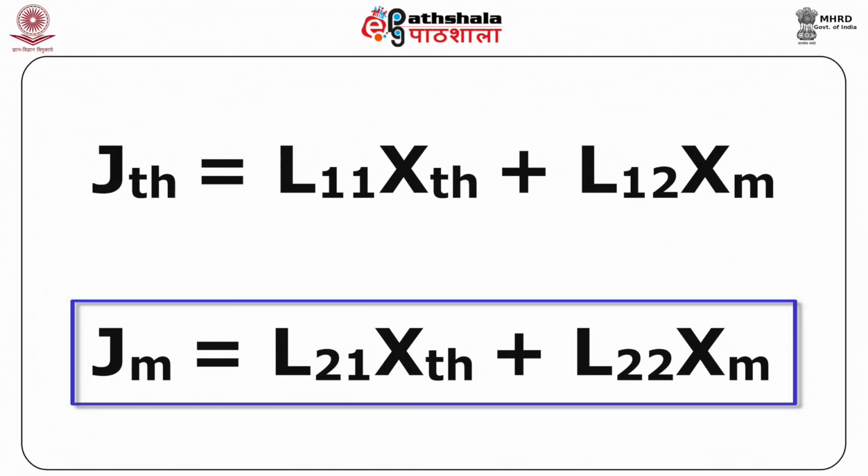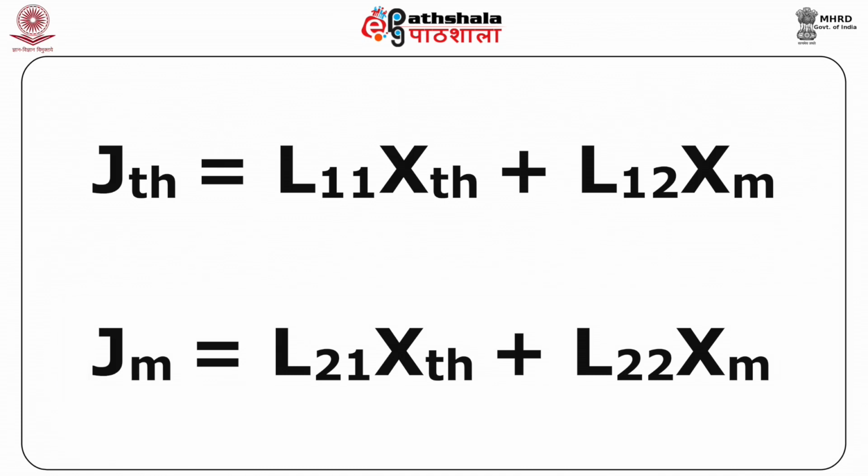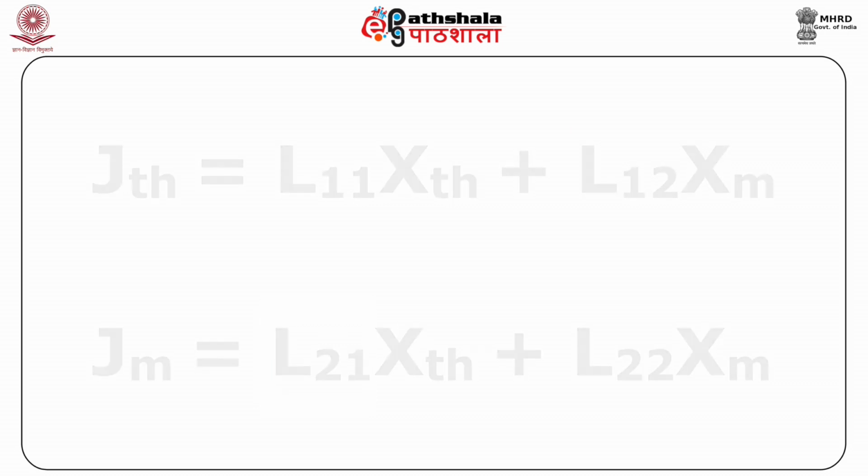and Jm equals L21 Xth plus L22 Xm, where L11 and L22 are the coefficient of thermal conductivity and diffusion coefficient respectively. L12 is the coefficient of heat flow related to a concentration gradient. L21 is the coefficient of mass flow associated with a temperature gradient.